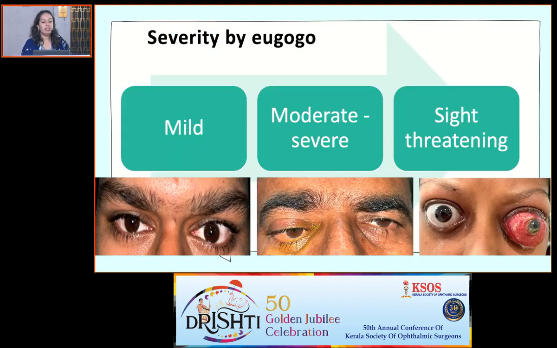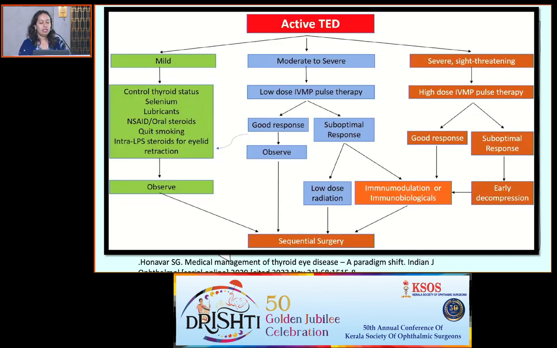So the severity is defined by EUGOGO, that is mild if there is minimal lid retraction and minimal extraocular muscle motility defects, and moderate to severe if there is profuse proptosis and if there is extensive extraocular motility disorder, and if it's sight threatening, if it is dysthyroid optic neuropathy and corneal exposure. So this is a nutshell of the treatment of active thyroid eye disease. If it is mild, we will stick to conservative management with lubricant. Sometimes we may require oral steroids.